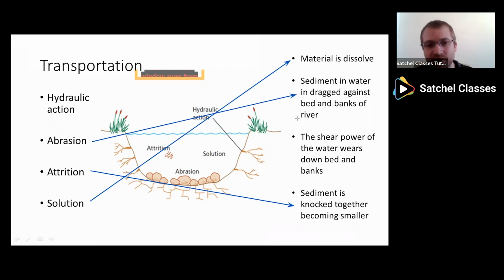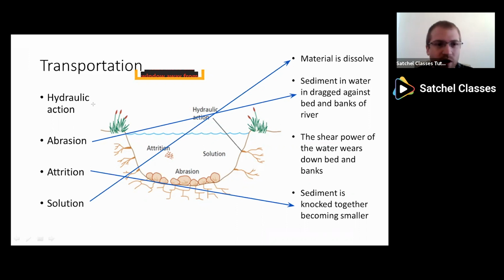It can be the banks as well when the river is powerful, and it will abrade or scrape away that river channel, making it much wider and deeper. So all of these require energy, just something worth bearing in mind.